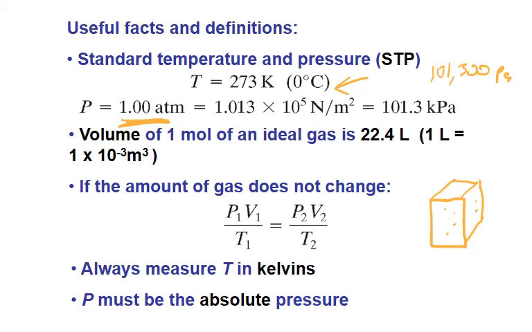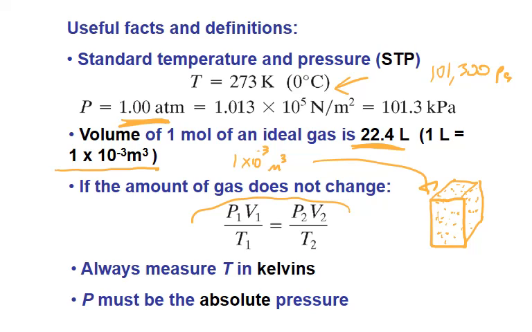So this mole with all those molecules inside is going to have this shape, which is also this in meters cubed. So in other words, 1 times 10 to the negative third meters cubed is the volume of an ideal gas.